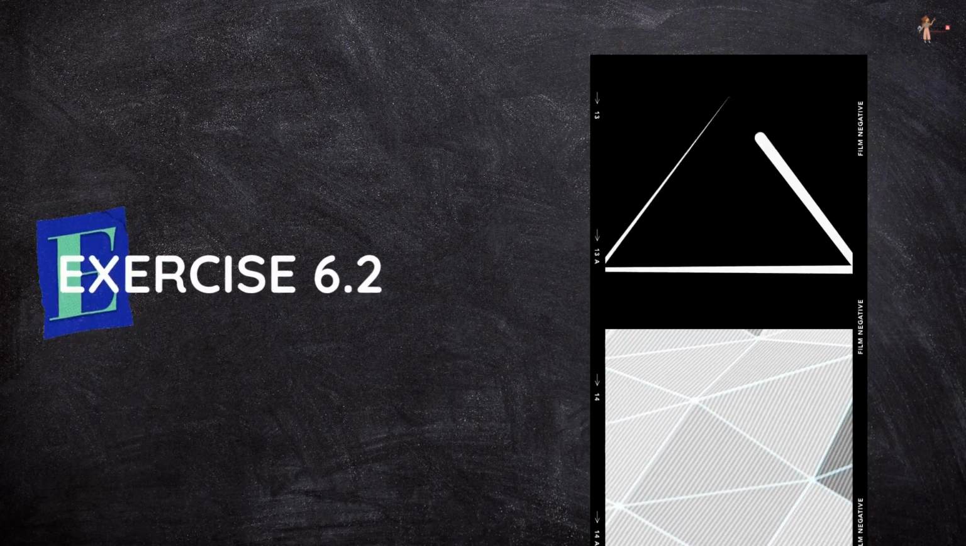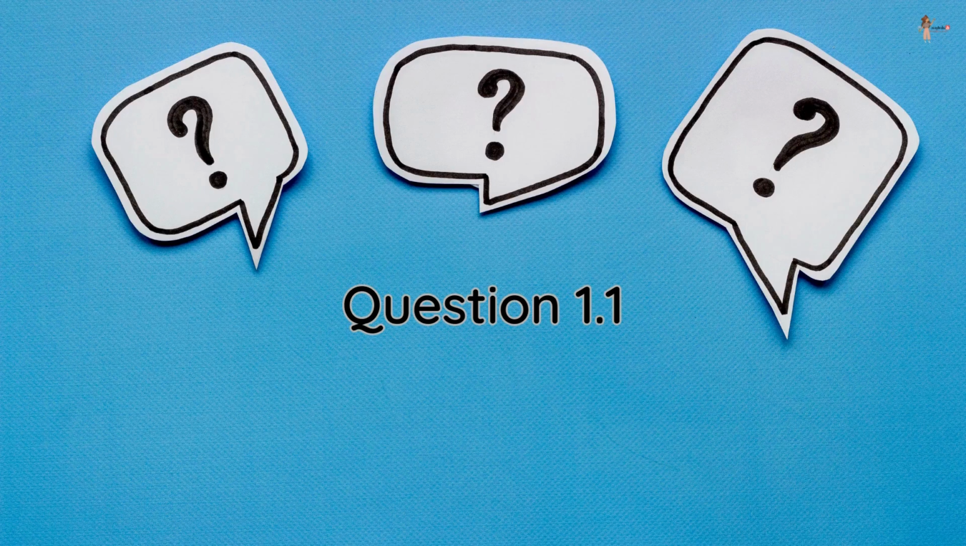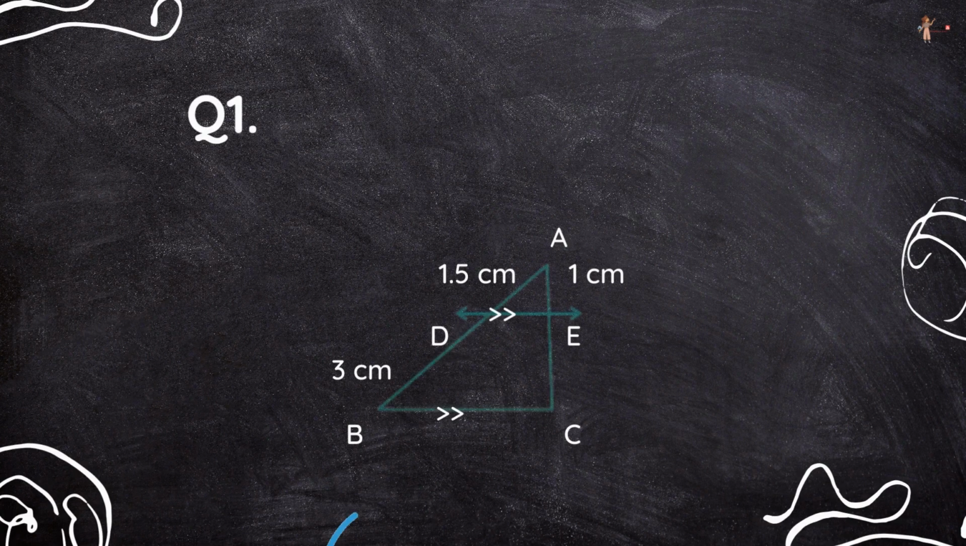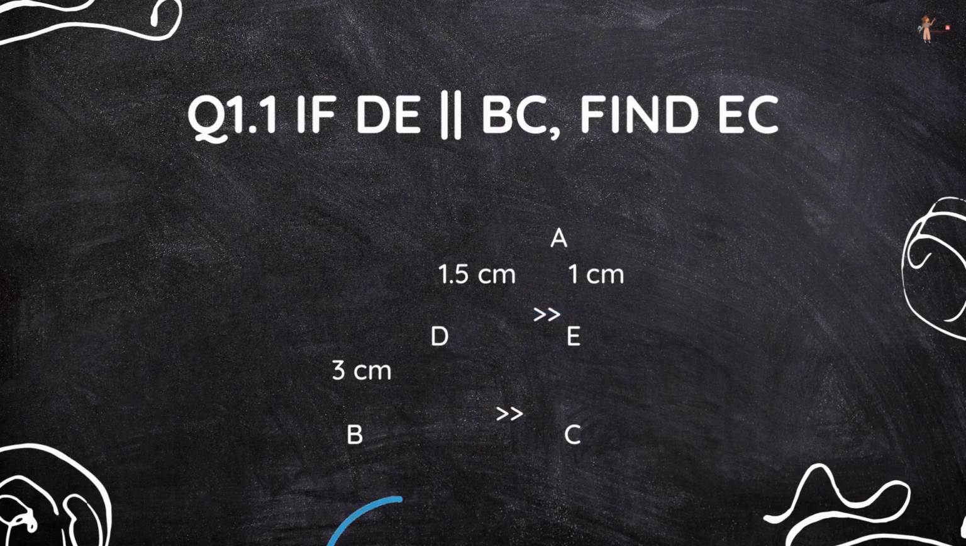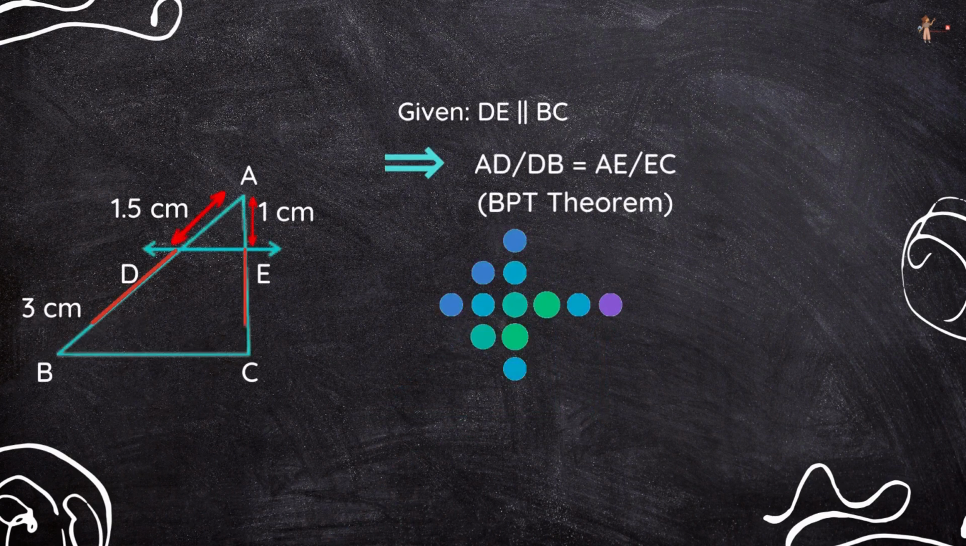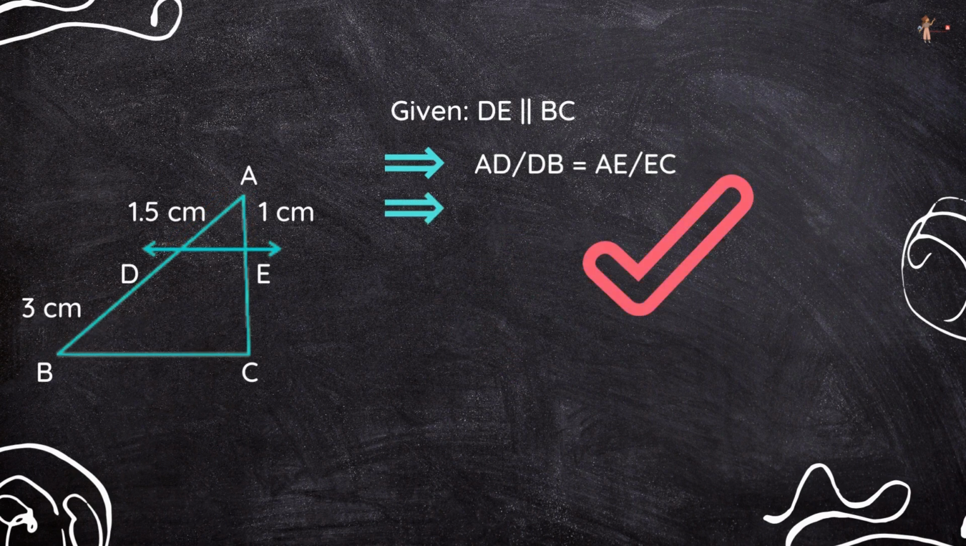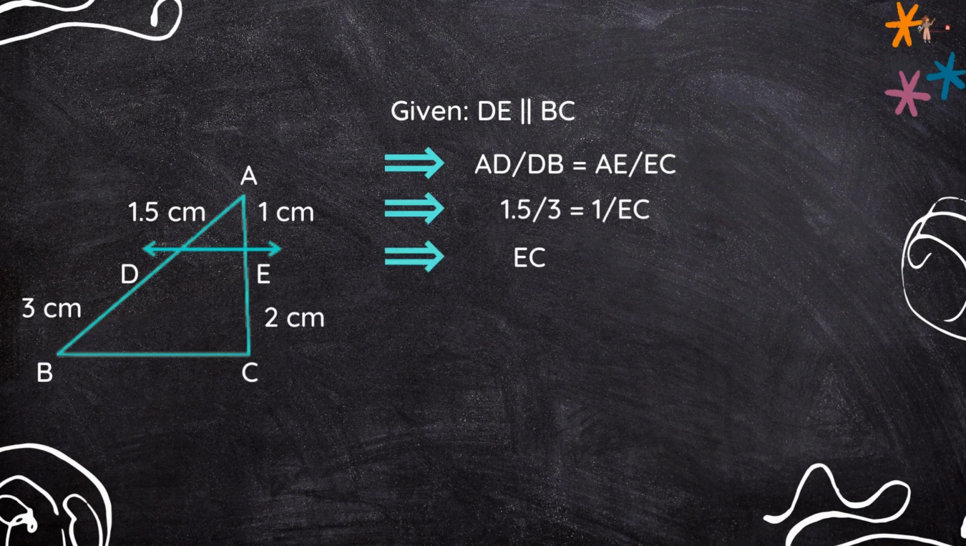Let's see exercise 6.2. First part of question 1. If DE is parallel to BC, find EC. So we are given that DE is parallel to BC. Now by BPT theorem, AD upon DB would be equal to AE upon EC. That means 1.5 upon 3 would be equal to 1 upon EC. So we can say that EC is equal to 2 centimeter.